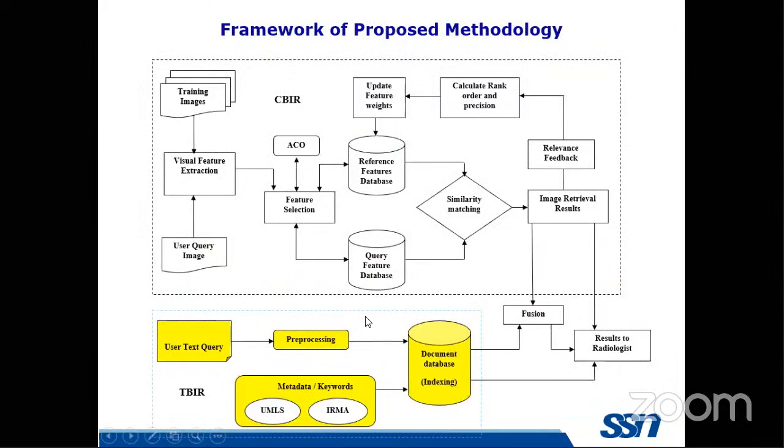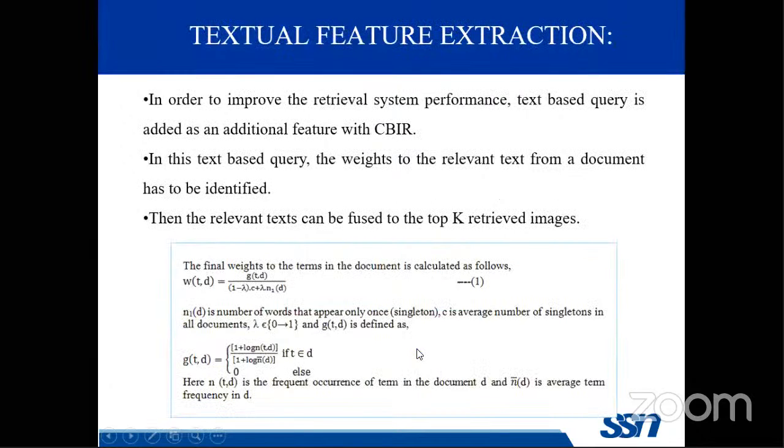So why should I go for the fusion with text-based image retrieval? That is another question. I already told you the advantage of content-based image retrieval and the advantage of text-based image retrieval were taken together. The features of both the components are added together, and finally I got good efficiency, better than either CBIR or text-based image retrieval alone.